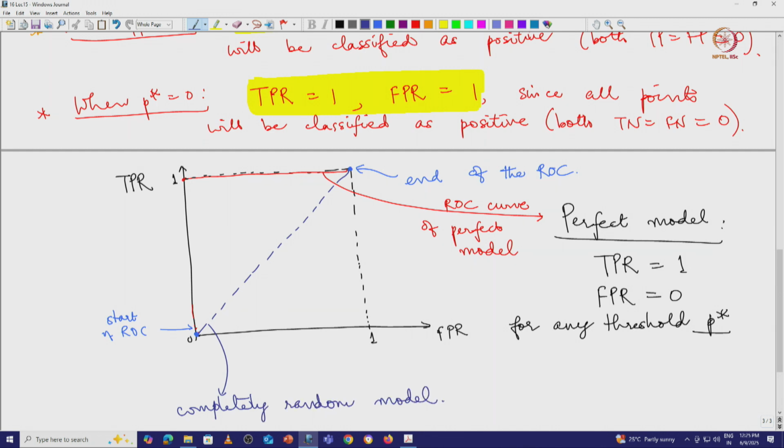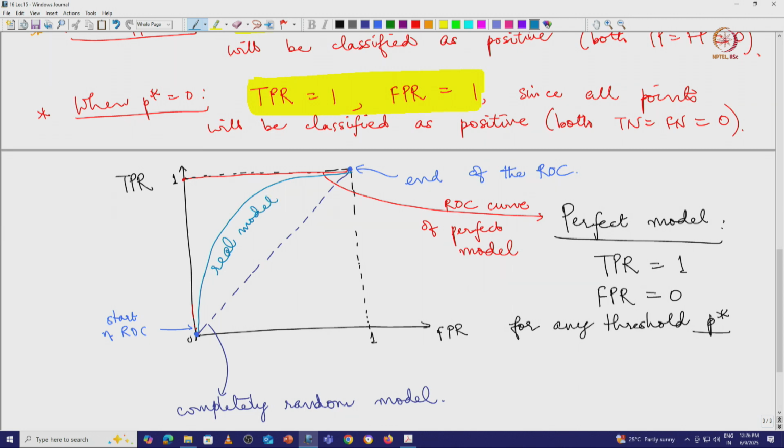So, at any threshold, you will have only a 50% chance of getting the true positive outcome, and your false positive rate will also be 50% because it is a completely random model, and therefore, it will trace the y equal to x line. Now, any real model, if you graph it, is going to look something like this. Let us choose this color. So, a real model may look something like this, it goes up and then it saturates, and finally, of course, it has to reach the end of the ROC curve. So, this is a real model.